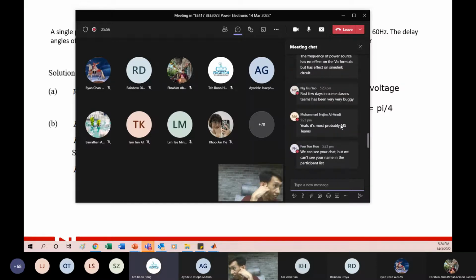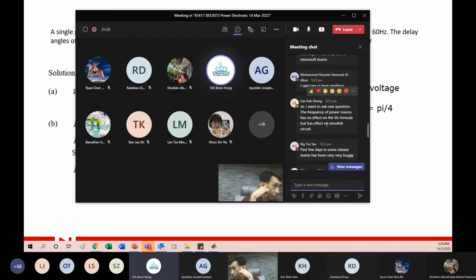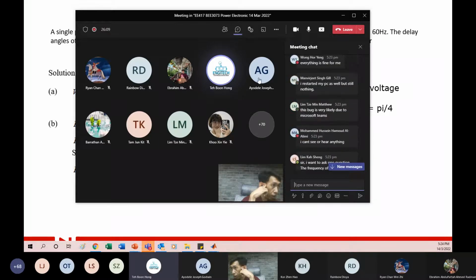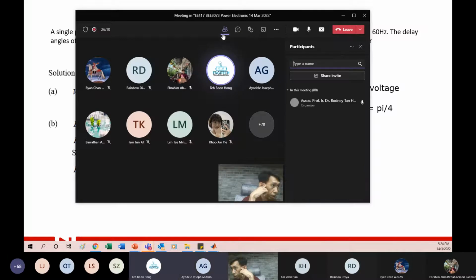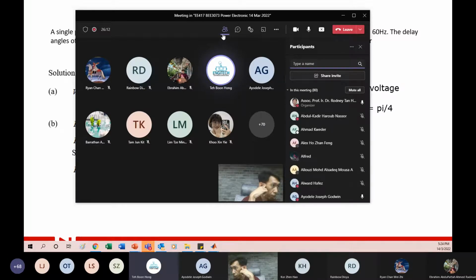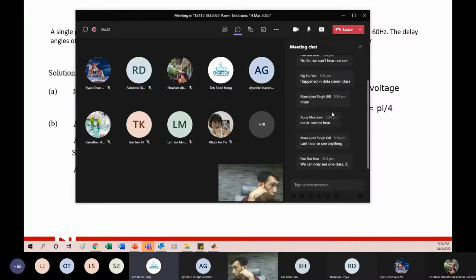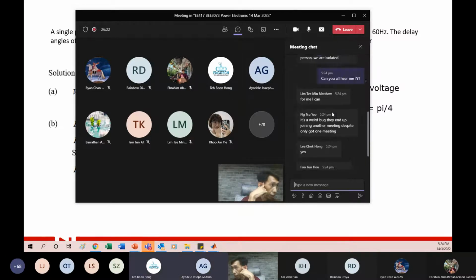Let me see. I think some of the other classes have the issue also. So what do they do, right? We need to invite them. Why are there only 40 people here? Is it because some people joined the Team late, so we automatically cannot see them? You see, we have 80 people here, but it's supposed to be 100 something, right? Yeah, supposed to be 100 something.